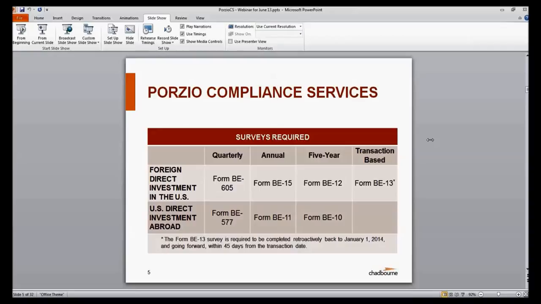And now with the BE13, this is a transaction-based survey. I don't know if that's going to apply to those of you on the phone here today, because I think the focus is to talk about the 10. But Chris and I want to just tell you generally about the reporting duties, because we don't know when the BEA is going to change their mind and say the quarterly and annual surveys are going to be due regardless of whether or not you're contacted by the BEA.